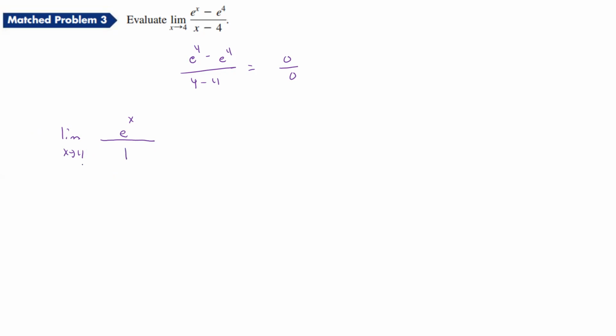So now we have the limit as x approaches 4 of e to the x over 1, or just the limit of e to the x, which is going to be what? Well, that's just going to be e to the 4. And that would be our answer for the limit, and that would be the answer for this here. Okay, so let's stop there and we'll come back for some more.